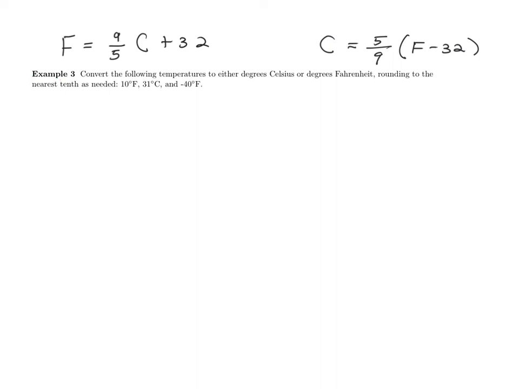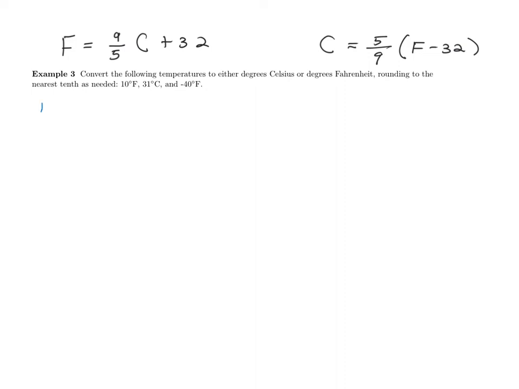In example 3, I'd like to convert these temperatures from either Fahrenheit to Celsius or Celsius into Fahrenheit, and we'll be using these formulas here to do so. We will round to the nearest tenth as needed. Let's start with 10 degrees Fahrenheit. I want to convert this to Celsius. That must mean I use this formula over here. I put 10 in place of Fahrenheit, and when I simplify all this, the result should be Celsius.